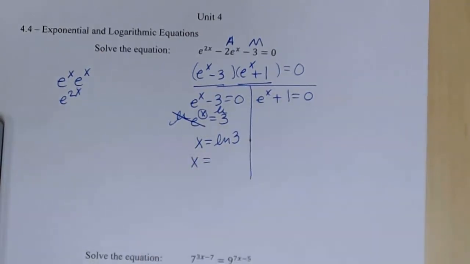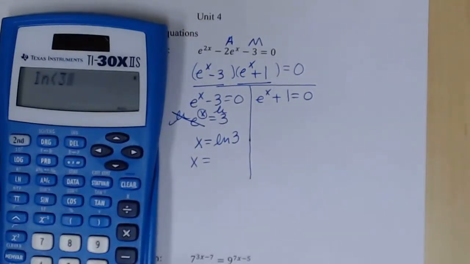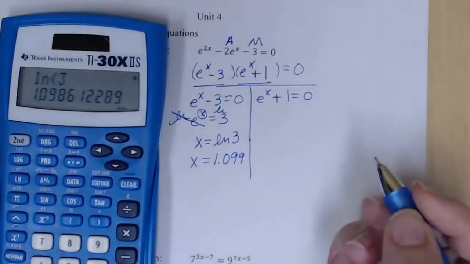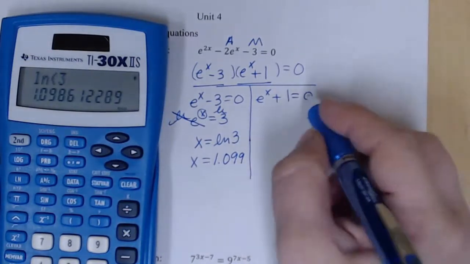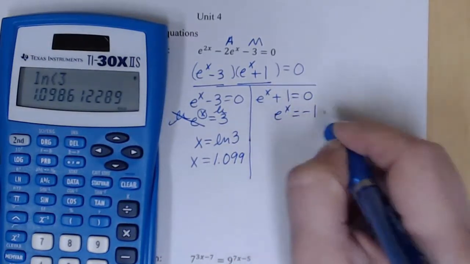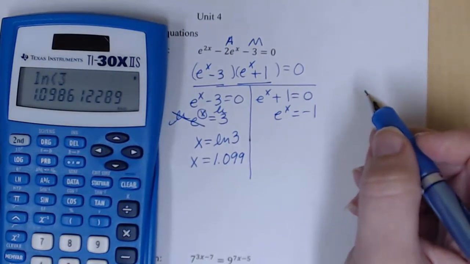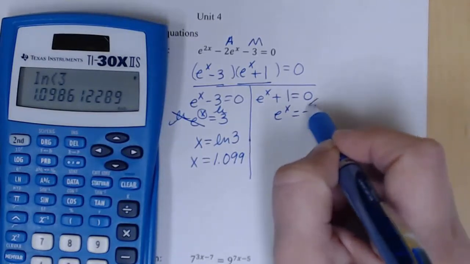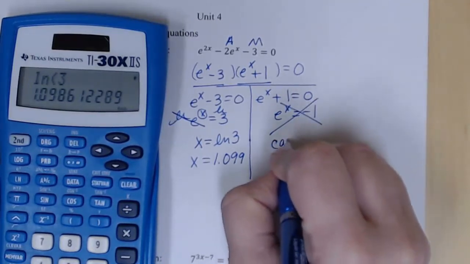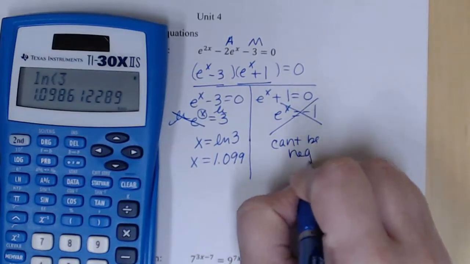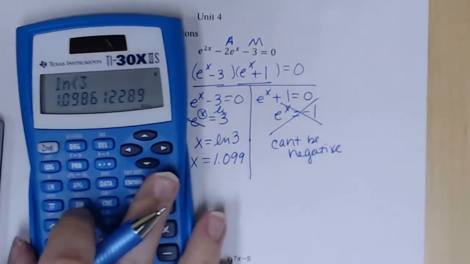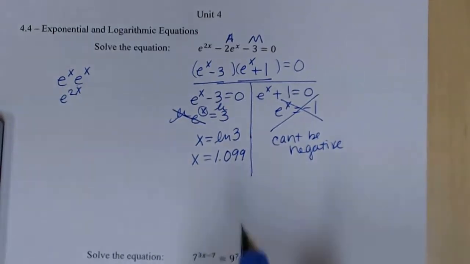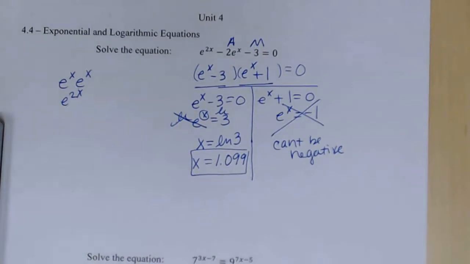So then x would be equal to, grab your calculator, ln 3. So 1.099. But e to the x plus 1, I'm going to solve that. So I subtract 1 from both sides, I get negative 1. We looked at this in the very first section. My exponential, because of the basis of its range, is never going to be a negative number. So this one is not going to work out. Although factoring wise, it did factor, solving wise, that negative is not going to work out for us. So the only answer is 1.099.